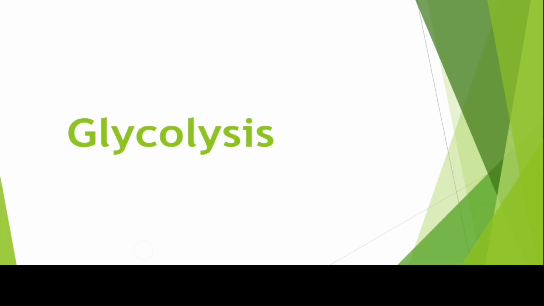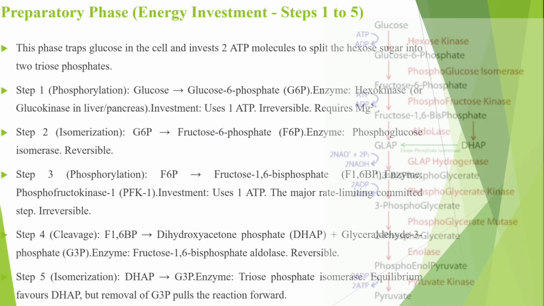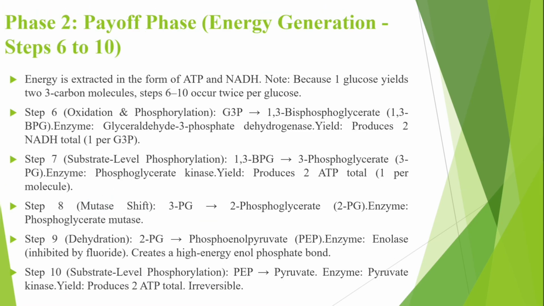So now we will discuss glycolysis. Glycolysis takes place in 2 phases. Glycolysis is the first common phase of respiration. It takes place in prokaryotes as well as in eukaryotes, in the cytoplasm of the cell. It consists of 2 phases, and each phase consists of 5 steps, so altogether it is a 10-step reaction. The first is called the preparatory phase, and the second is called the payoff phase.